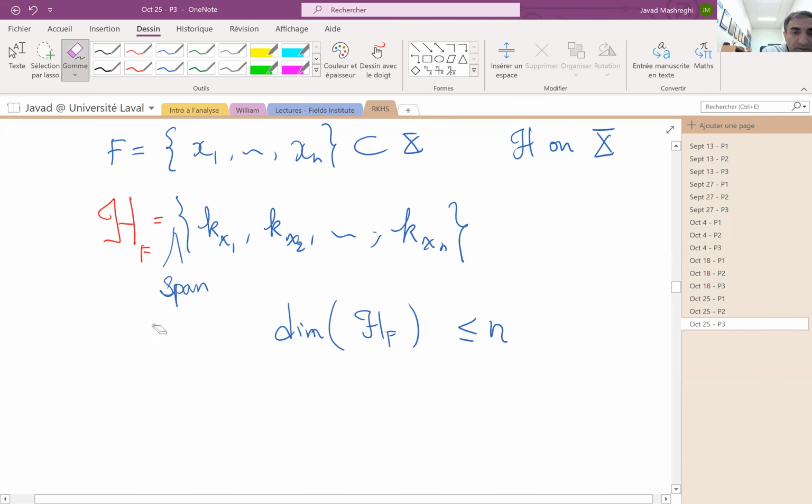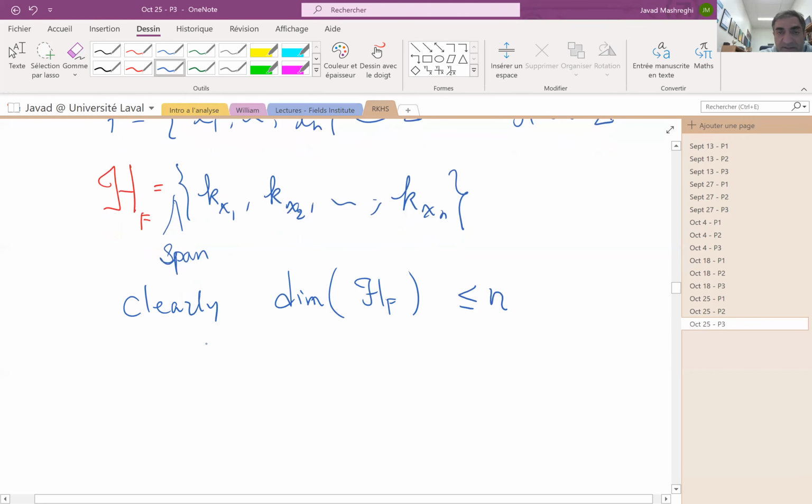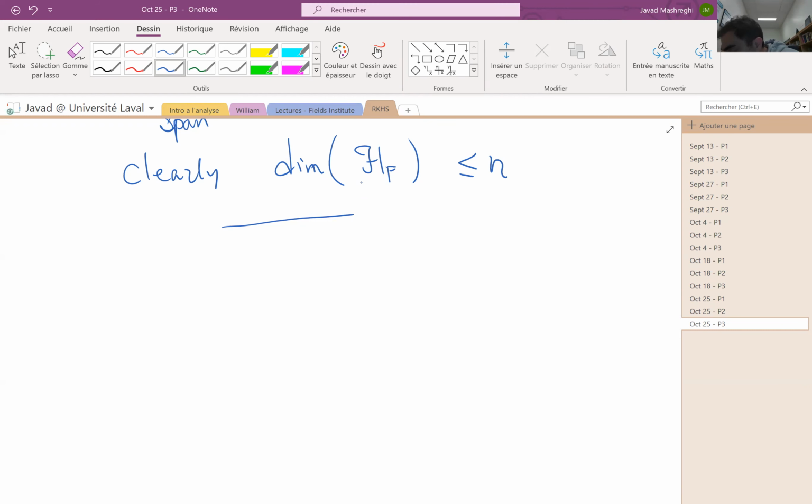And now I seek some equivalent condition to see under what conditions this dimension is equal to n, or equivalently is strictly less than n. This is important to arrive at our main theorem, which will be, I believe, next week, because we just have 30 minutes. But we proceed to see how we can do that.